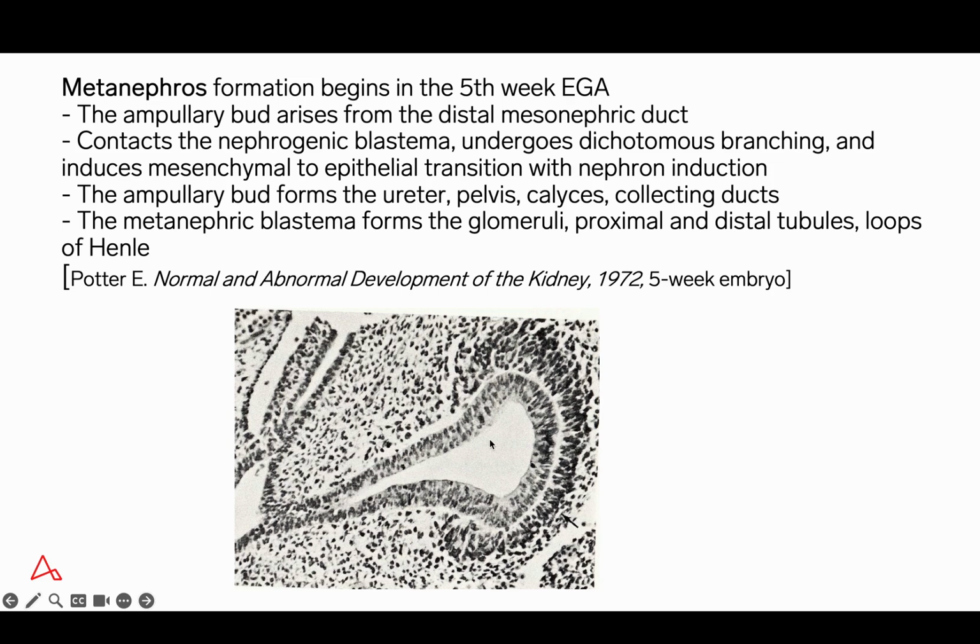The ampullary bud contacts the nephrogenic blastema, which is out here, and there is condensation where the blastema undergoes mesenchymal to epithelial transition with nephron induction. The ampullary bud itself is destined to form the ureter, pelvis, calyces, and collecting ducts, while the metanephric blastema forms the glomeruli, proximal and distal tubules, and loops of Henle.